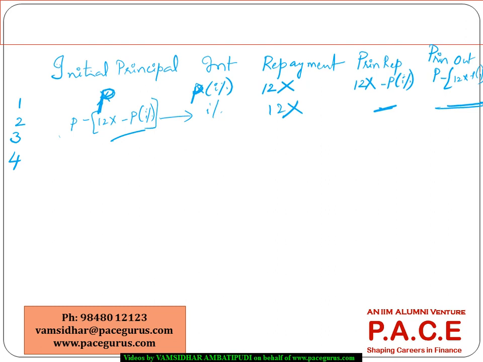So like that, when I keep making this schedule, at the end of the loan repayment period, I see that the principal outstanding will become 0. This kind of schedule, whatever we are making using these elements, we call either an amortization schedule or a typical loan repayment schedule.